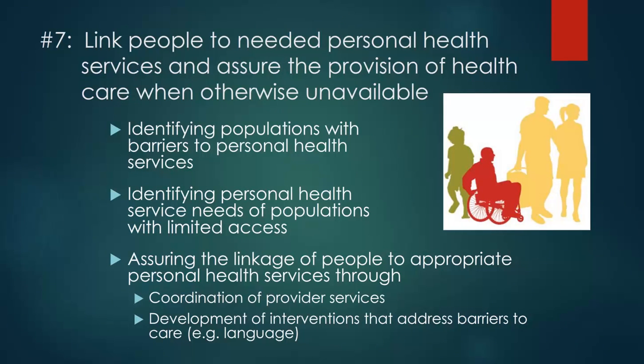The seventh essential service is to link people to needed personal health services and assure the provision of health care when otherwise unavailable. This means identifying populations where barriers to personal health services exist, identifying personal health service needs of populations with limited access to a coordinated system of clinical care, and assuring the linkage of people to appropriate personal health services through coordination of provider services and development of interventions that address barriers to care, such as culturally and linguistically appropriate staff and materials, and transportation services.